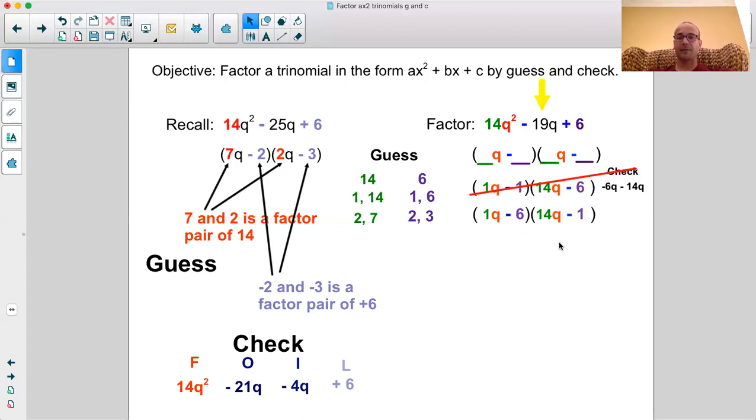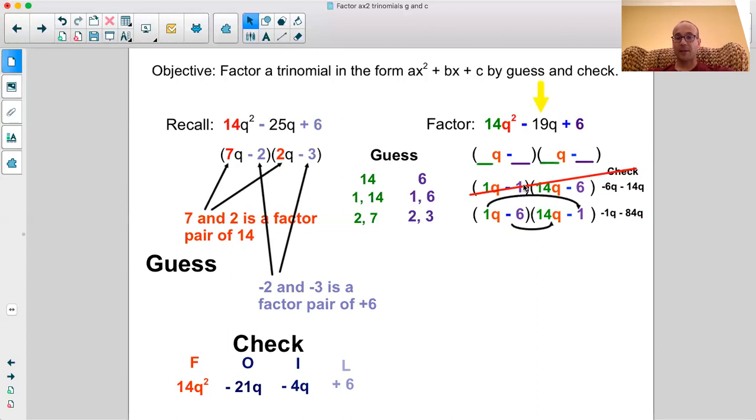But let's just rearrange them, because we do get a different outer product and a different inner product if we simply change the 1 in the 6th place. Still, it's a good guess, because we've got our 14q squared and our positive 6 here. The only check we have to do is our outer product and our inner product.